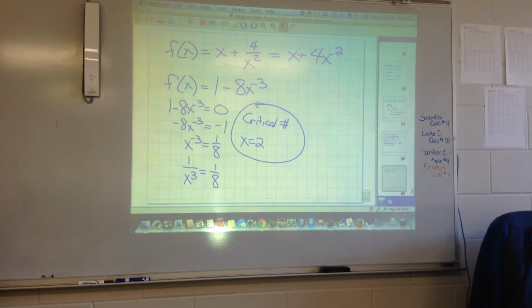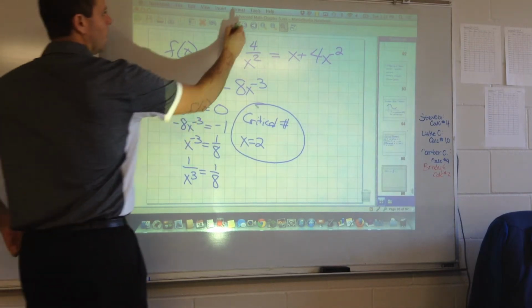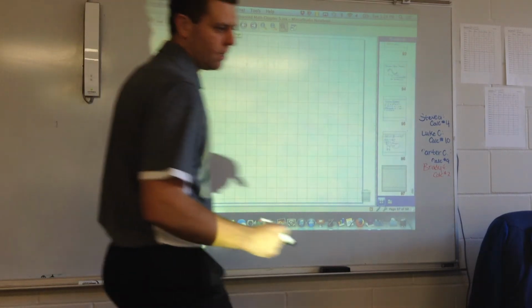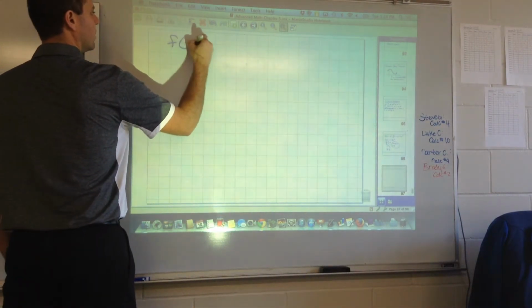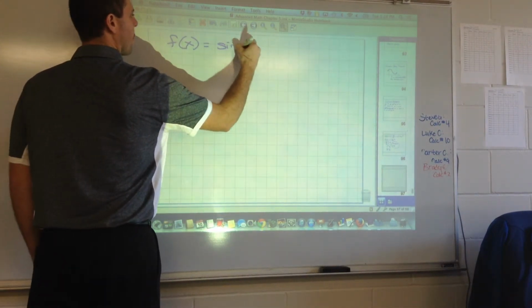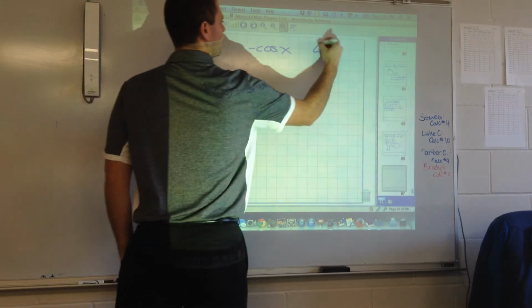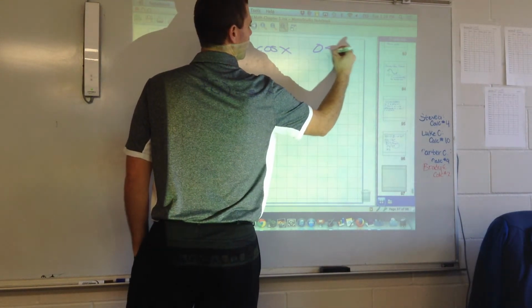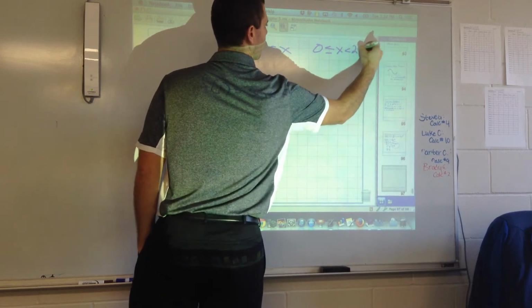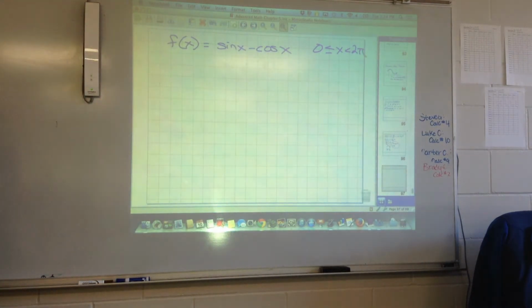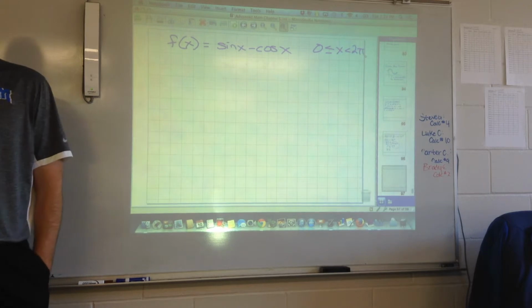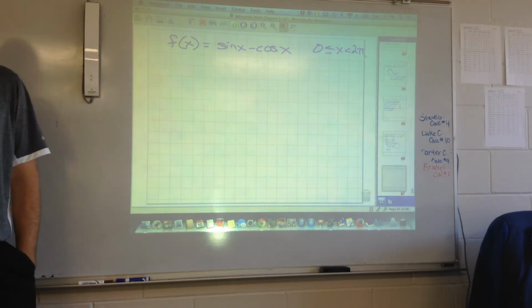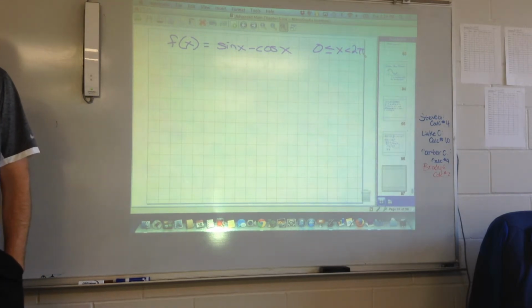So, all right. How about a little trig? Let's go sine x minus cosine x. And let's use this interval, 0 to pi. Actually, never mind, it's different. I'll just go with this one then. Yep, sine x minus cosine x.